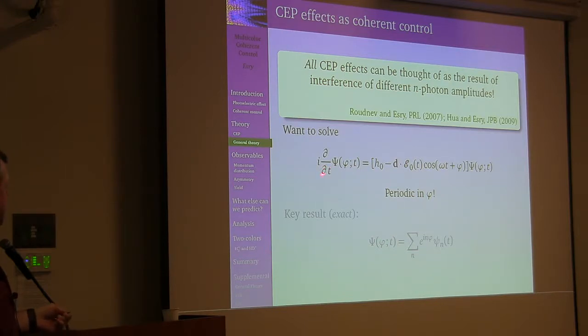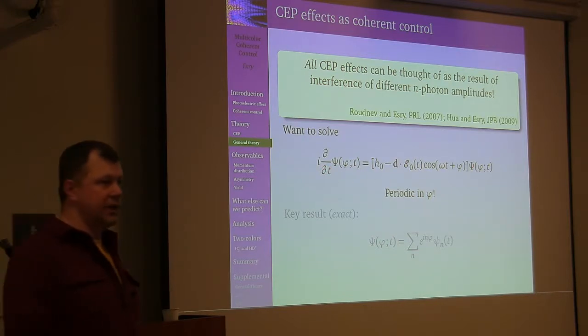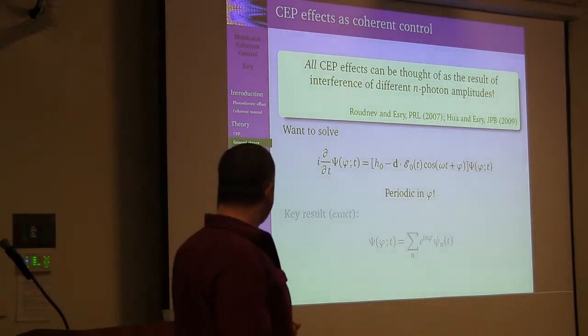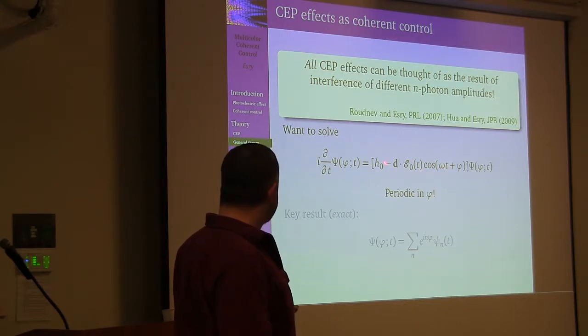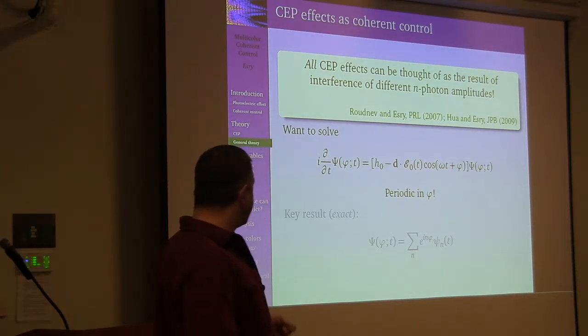What we want to solve is the time-dependent Schrodinger equation, okay? That's what describes all of this. The time-dependent Schrodinger equation can be described in terms of the field-free piece and a dipole interaction, okay? So this is the dipole of the system. This is just the field, okay? And here's the CE phase.